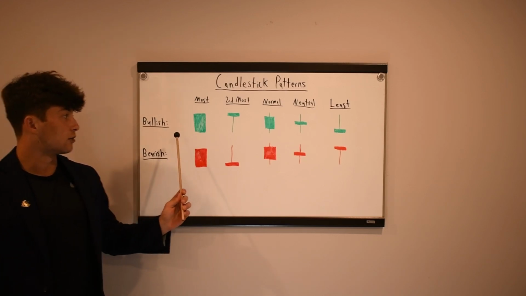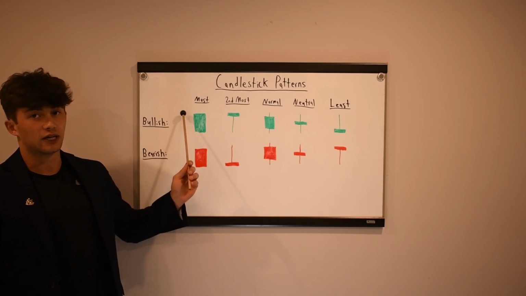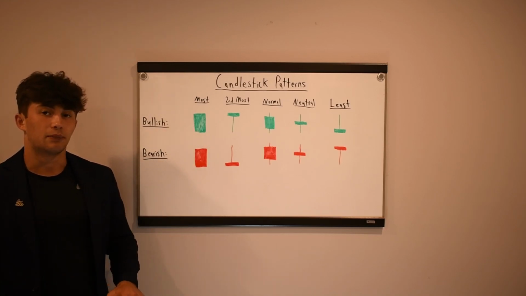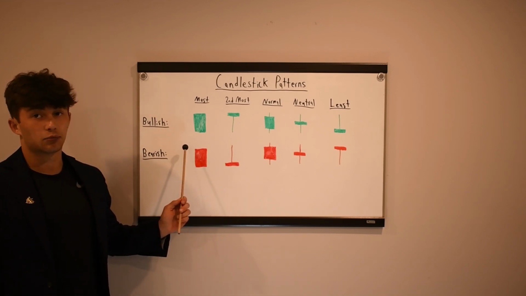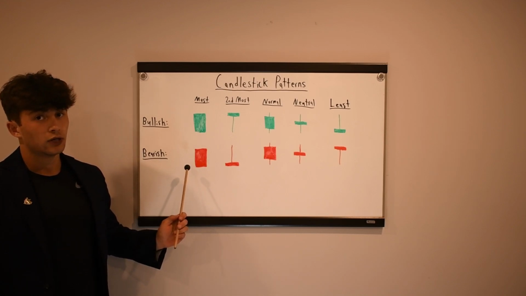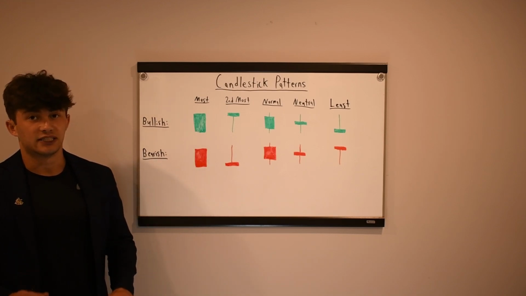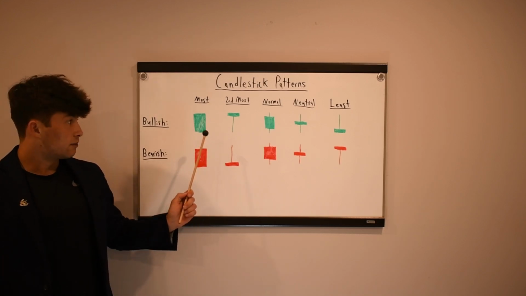In the most bullish candle, you see that the opening price is down here at the lowest point, and the closing price is up here at the highest point, showing that the buyers have complete control over the price in this candle. And on the other hand, you see that the price opens here at the highest point, and the price closes down here at the lowest point, showing that the candle is very bearish and the sellers have full control. Next, we have the second most bullish and second most bearish candles.